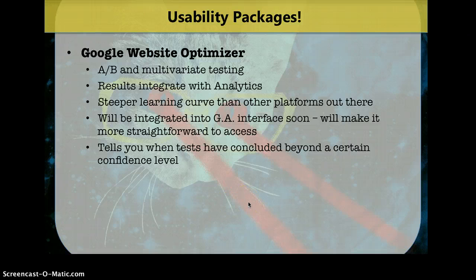Google Website Optimizer is, like I've already talked about, a really great one. You can do A/B multivariate testing. The results integrate with analytics, which is super great. You can have all of your data in one place, which is always nice. There's a steeper learning curve than other platforms out there, just like Google Analytics itself. They don't make it the most user-friendly thing in the world, but it's worth the time it takes to learn. It's going to be integrated into the Google Analytics interface soon, and that'll just make it a more straightforward process to access. And at least it tells you when tests have concluded beyond a certain confidence level, so it's really great.